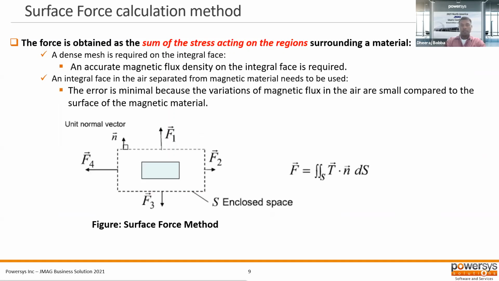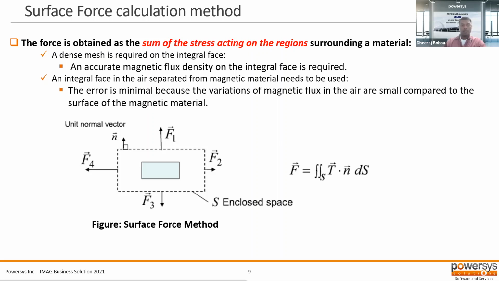Then we have the surface force calculation. As I said, this is where the magnetic materials are in contact with each other, and in that case, an integral air region is generated around the surface, and a dense mesh is required to estimate the surface force for all the elements on a given surface.